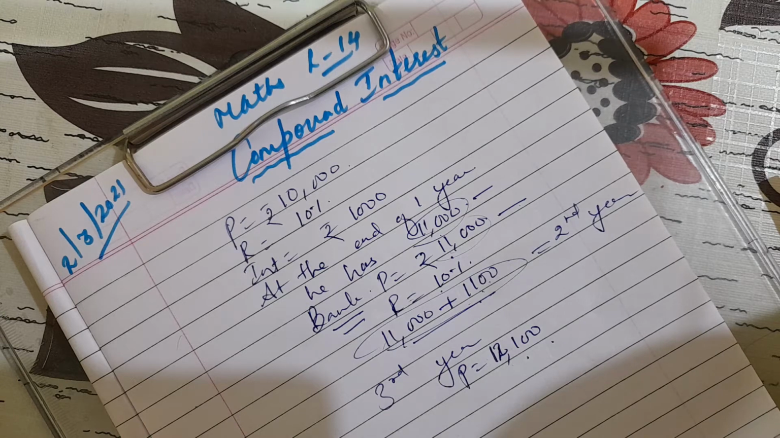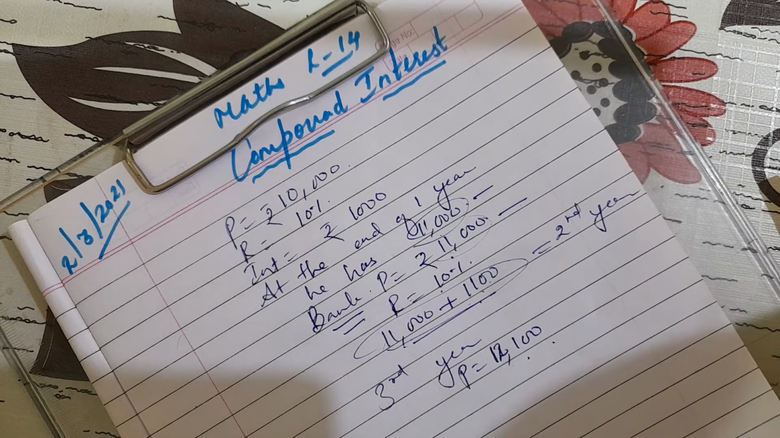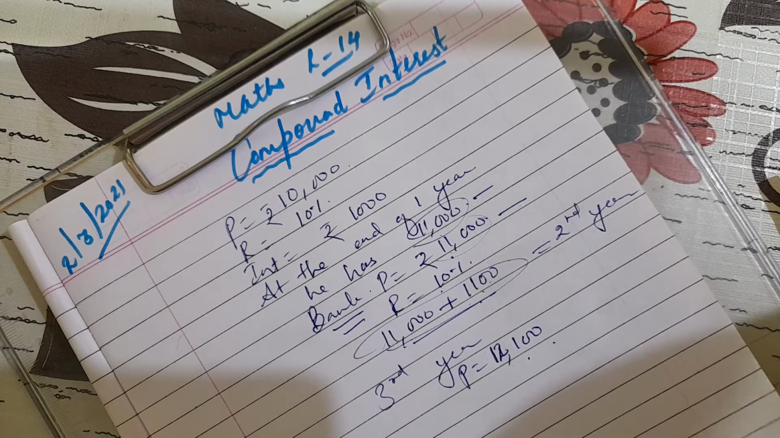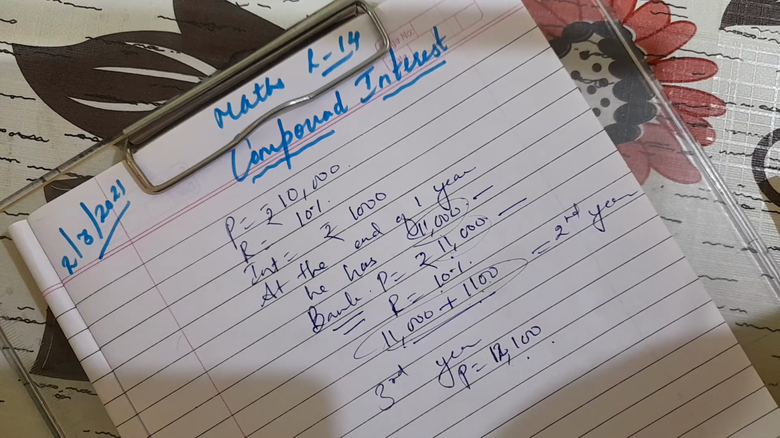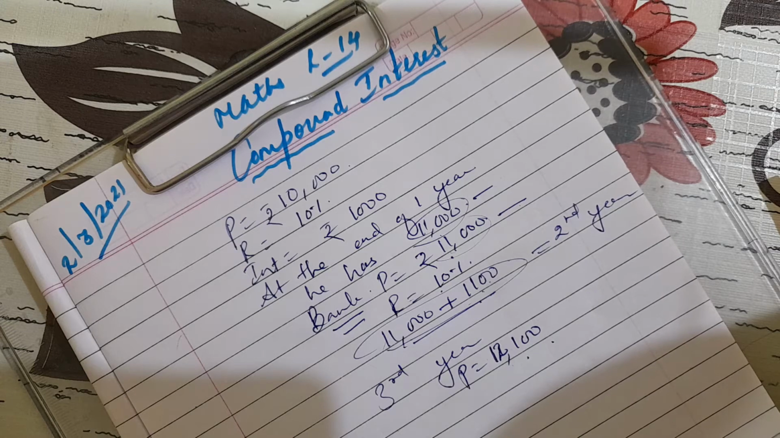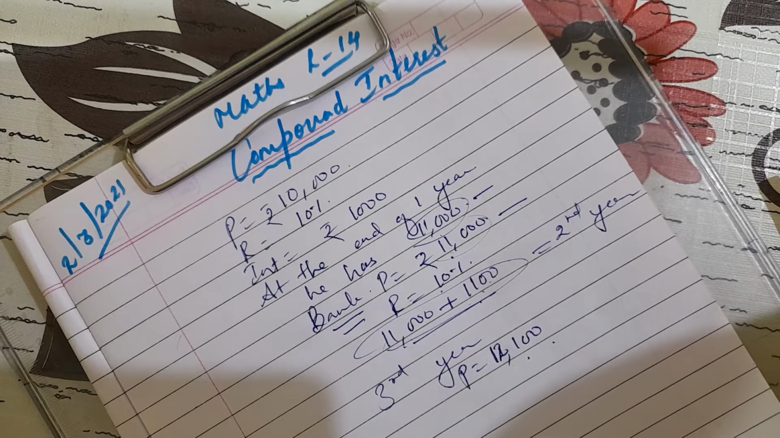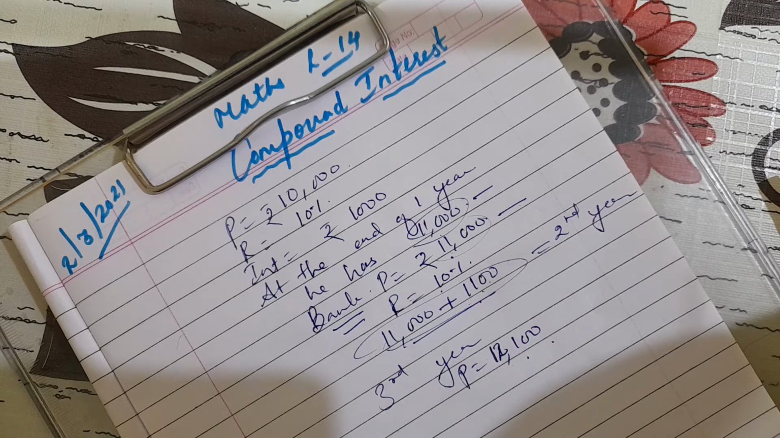This is the difference: in simple interest you calculate once and for all, only one time. Here we have to calculate every year. Nowadays banks are calculating compound interest six-monthly also. They even started calculating compound interest daily. Some banks are calculating compound interest daily. So this is some little information about compound interest.